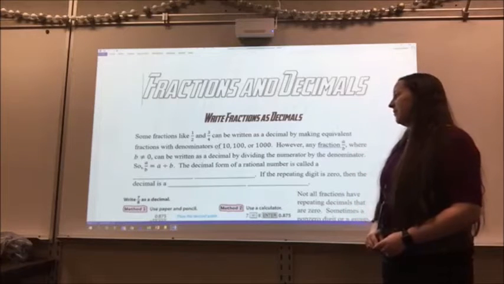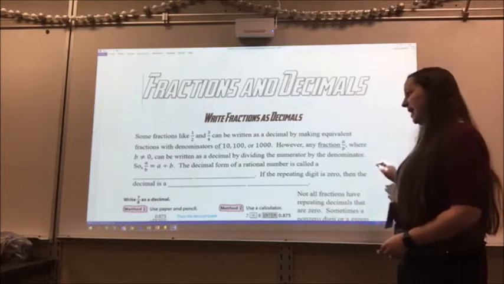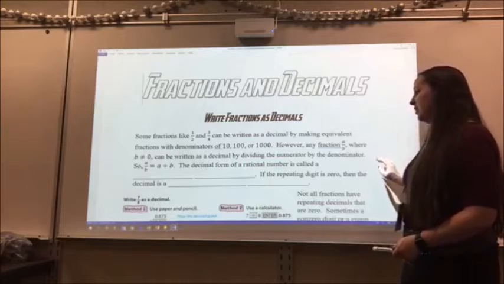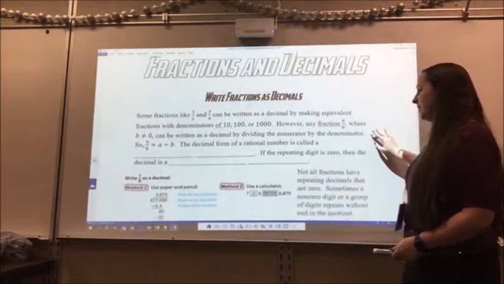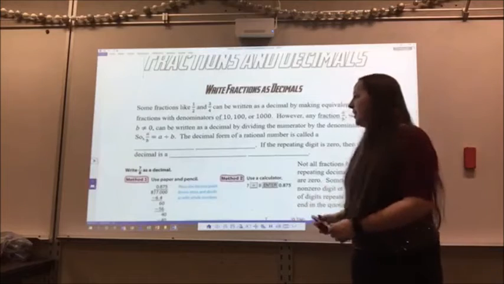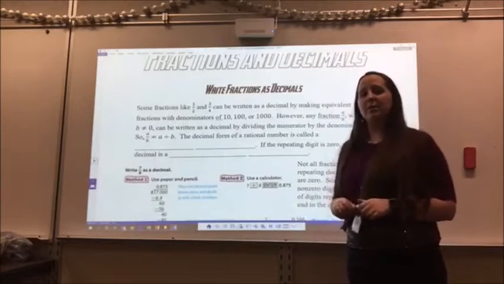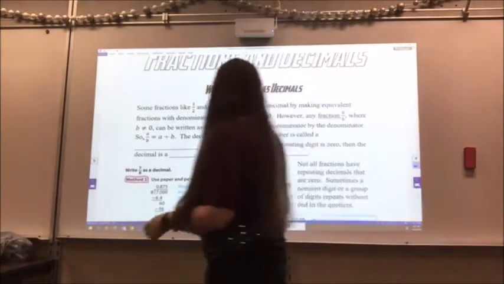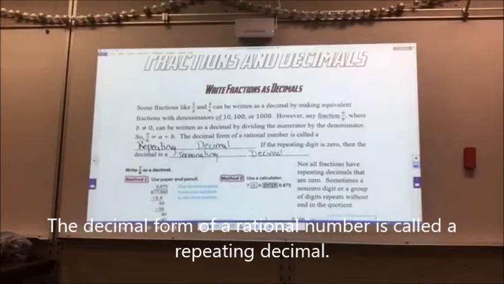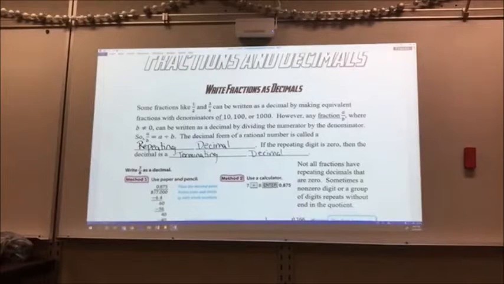The decimal form of a rational number is called a blank blank. If the repeating digit is 0, then the decimal is a blank blank. In those two blanks, you're going to write repeating decimal and terminating decimal. The decimal form of a rational number is called a repeating decimal. If the repeating digit is 0, then the decimal is a terminating decimal.